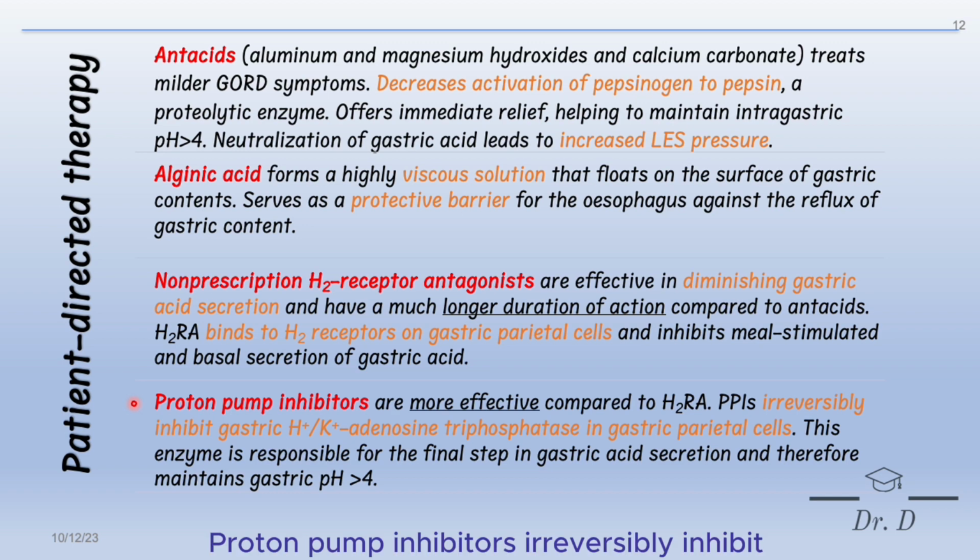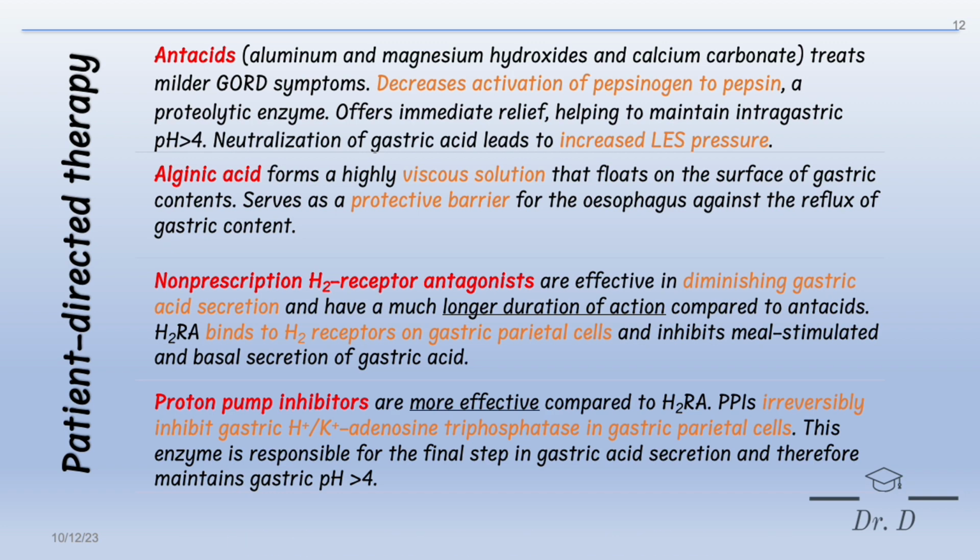Proton pump inhibitors irreversibly inhibit hydrogen potassium ATPase, which is the enzyme responsible for the final step in gastric acid secretion from the parietal cells. And the PPIs maintain the gastric pH also above 4. This class of medicine is more effective compared to your H2 blockers.